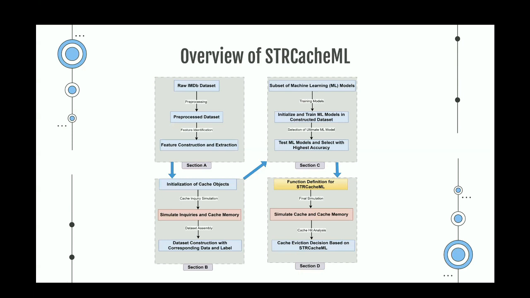We trained the machine learning algorithms on the constructed data set, and we used the metrics that are generally used in machine learning, like training and testing accuracy. Based on the accuracies, we selected the one with the highest accuracy in both train and test, and that was used in the STRCacheML. So during cache management, STRCacheML will use the trained machine learning algorithm and will utilize the given features while making the cache eviction decision.